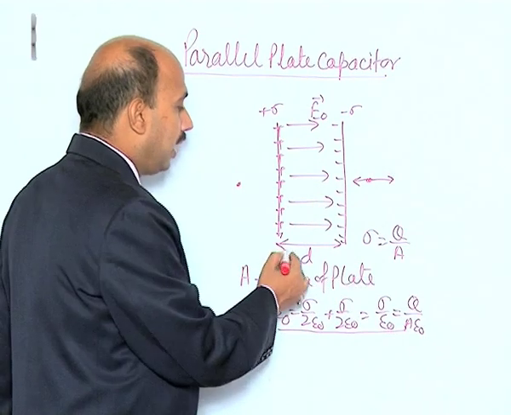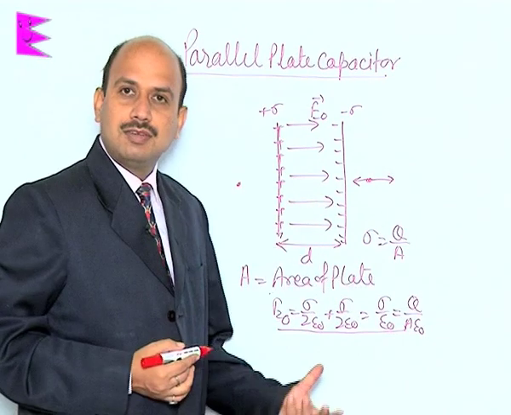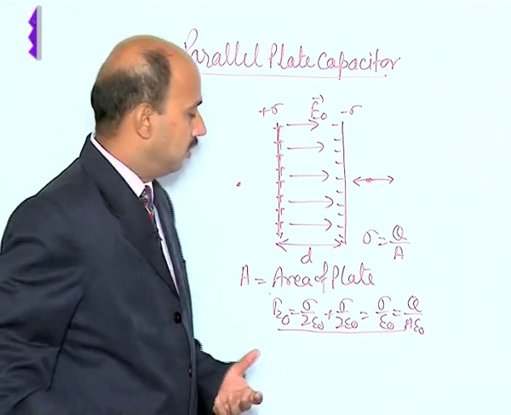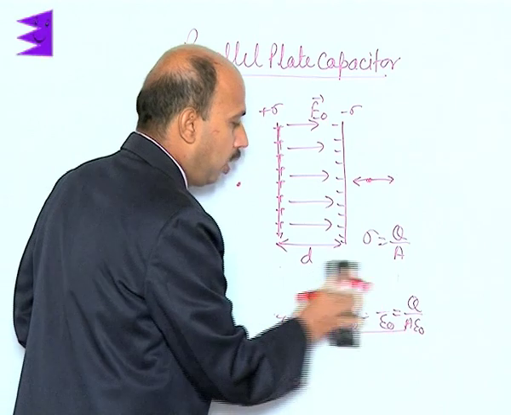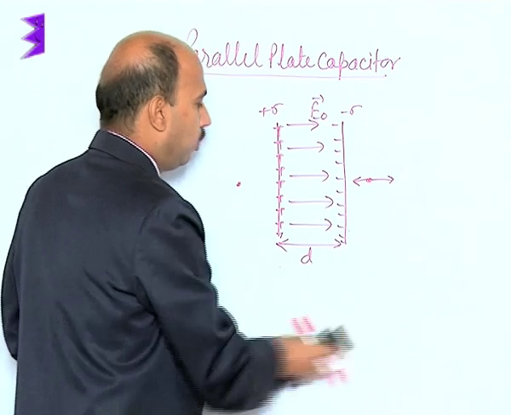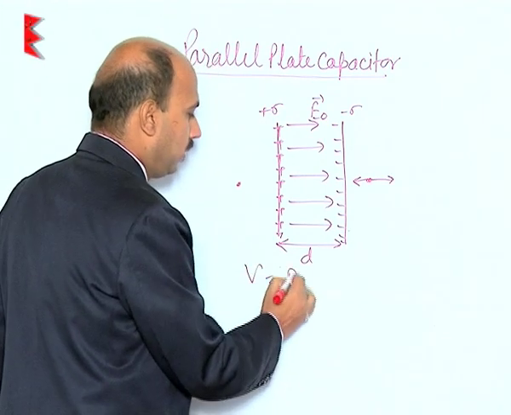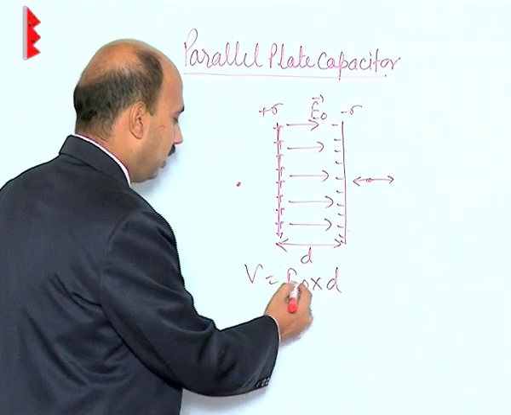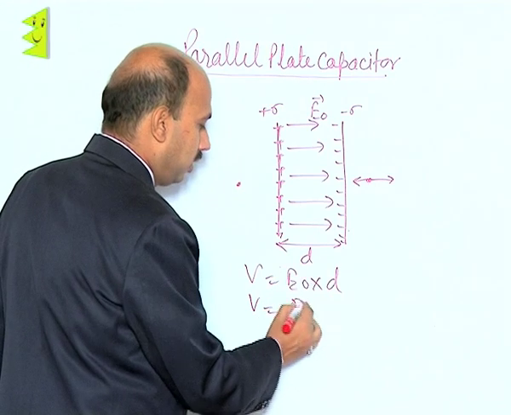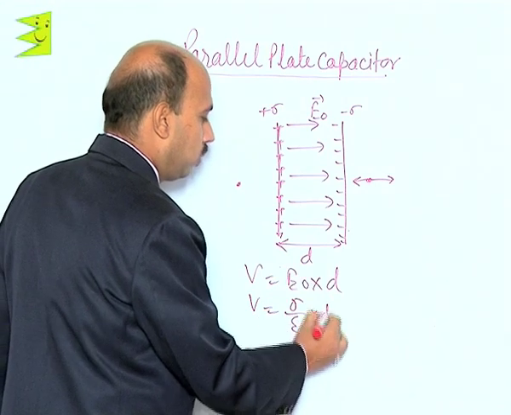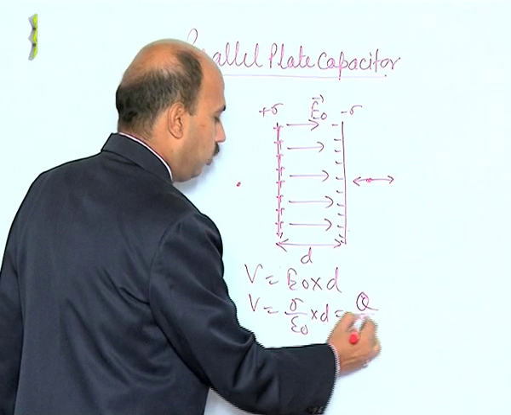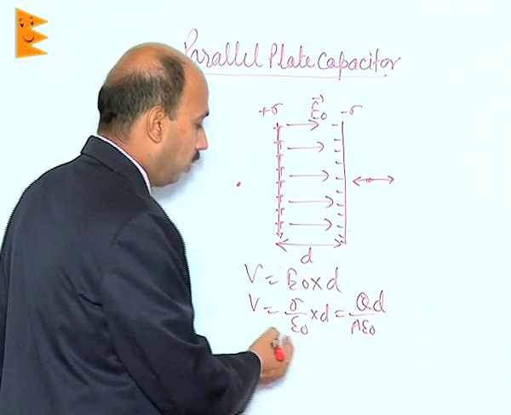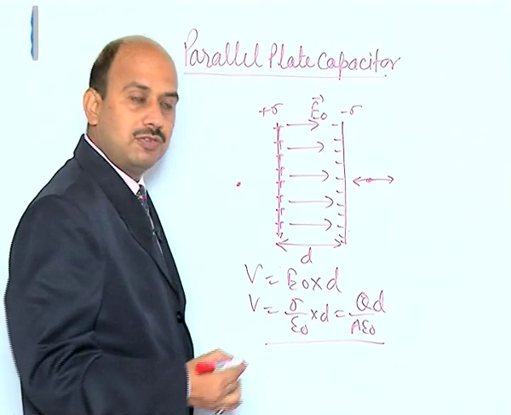Now, we can write the potential difference between the two plates. We know the relation between electric field intensity and potential difference. So, we can write, the area of the plate is known to us, V is equal to E naught into d, that is the potential difference between the two plates. E naught can be written as sigma upon epsilon naught into d, which is equal to q by A epsilon naught into d. Now, this is the potential difference V.